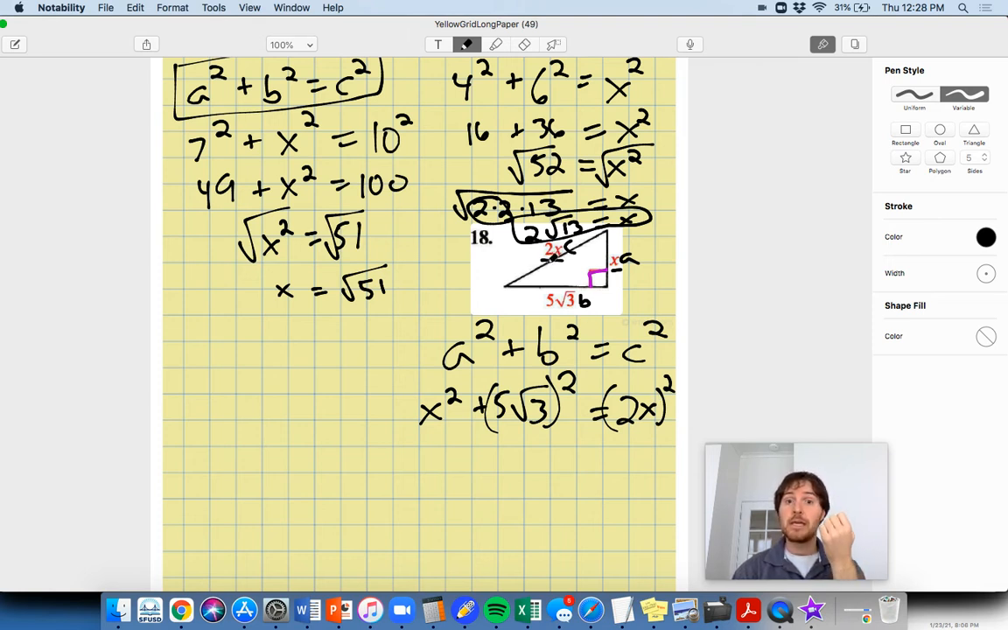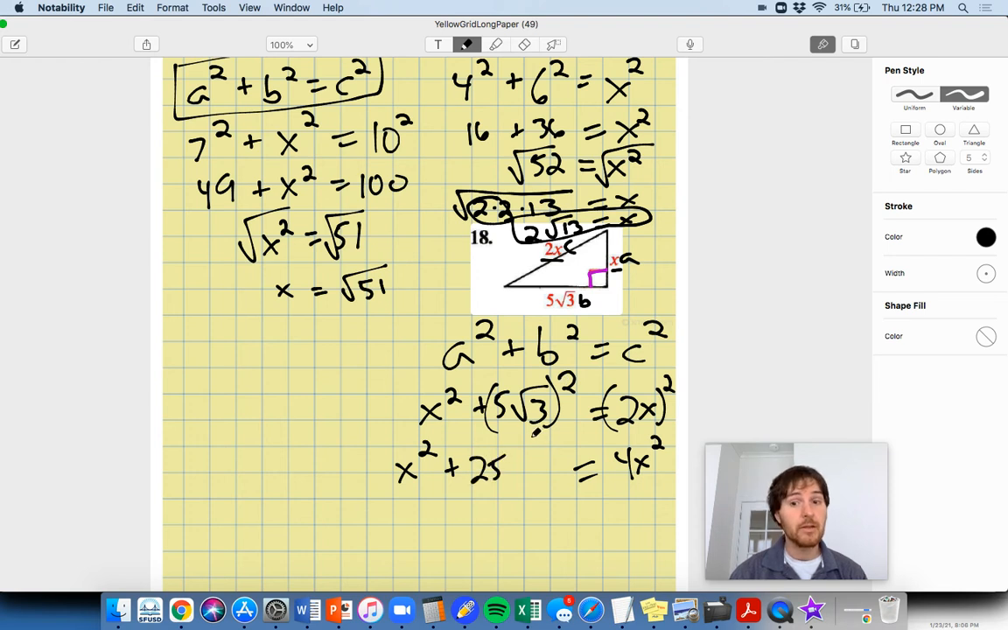You square the hypotenuse because this is 2x by 2x, right? And so then the inside here, 2x times 2x is 4x squared. That's what the square of the hypotenuse would be there. So this is 4x squared. Okay, we still have an x squared hanging out right here. This is 5 squared, which is 25.